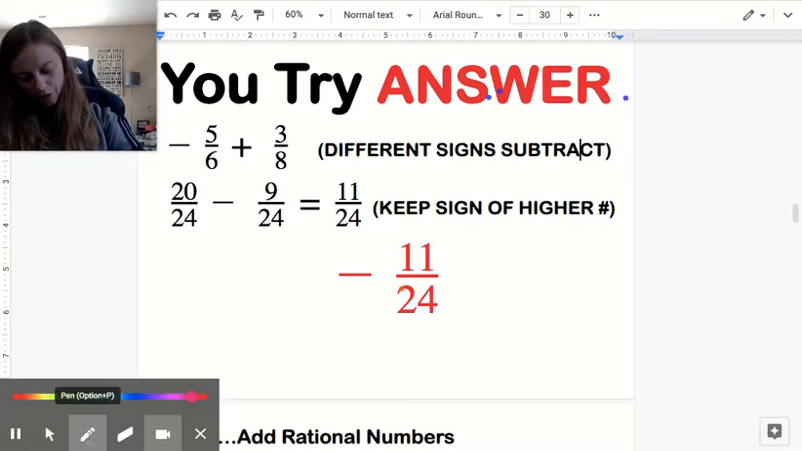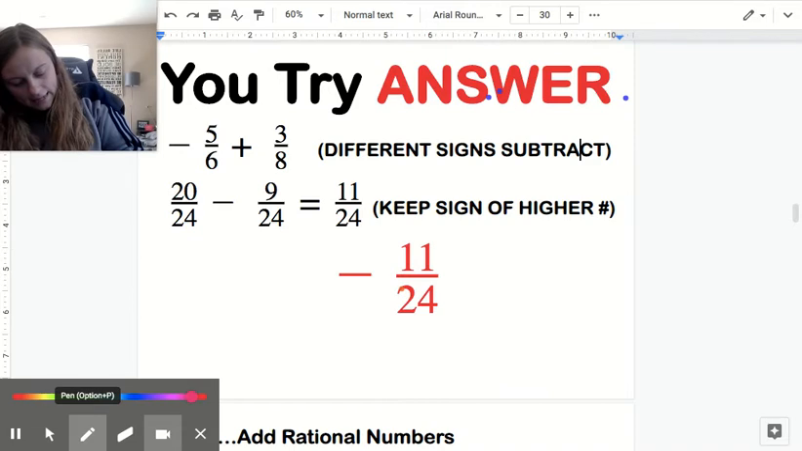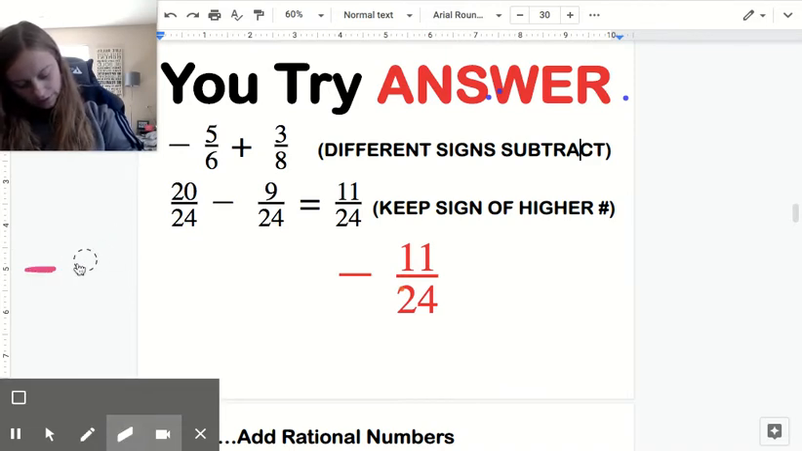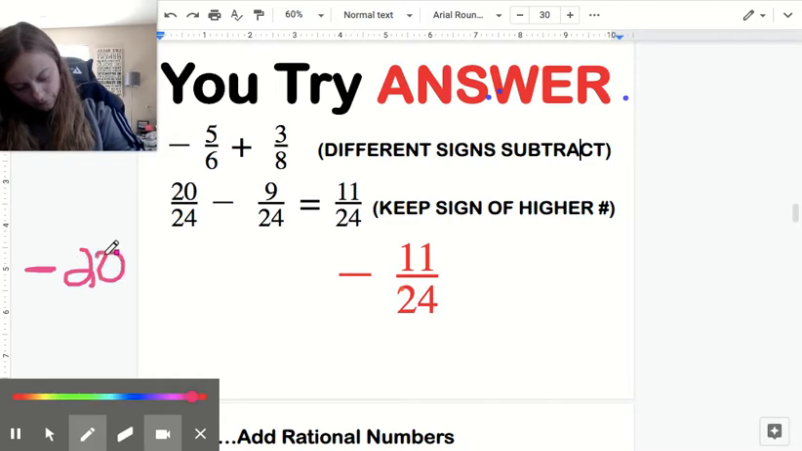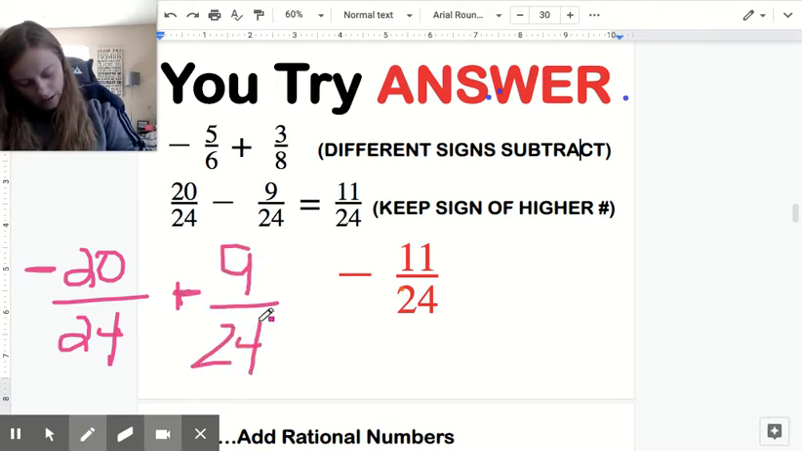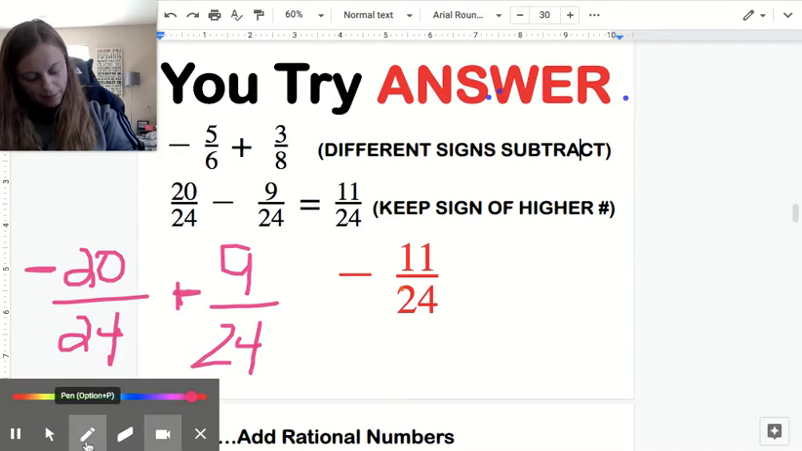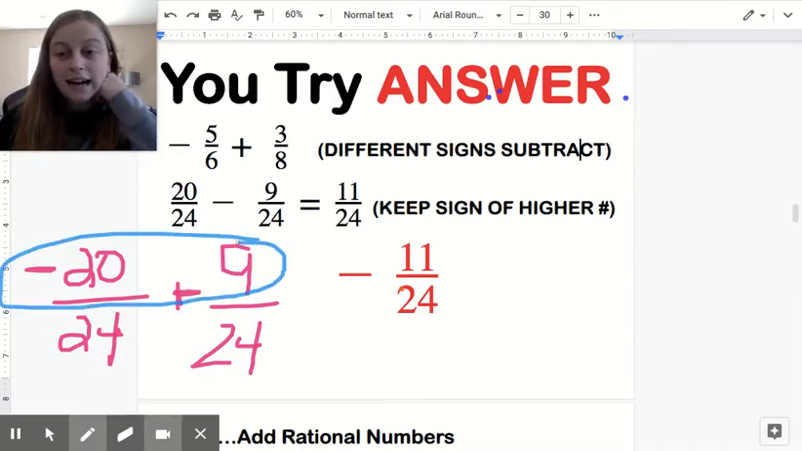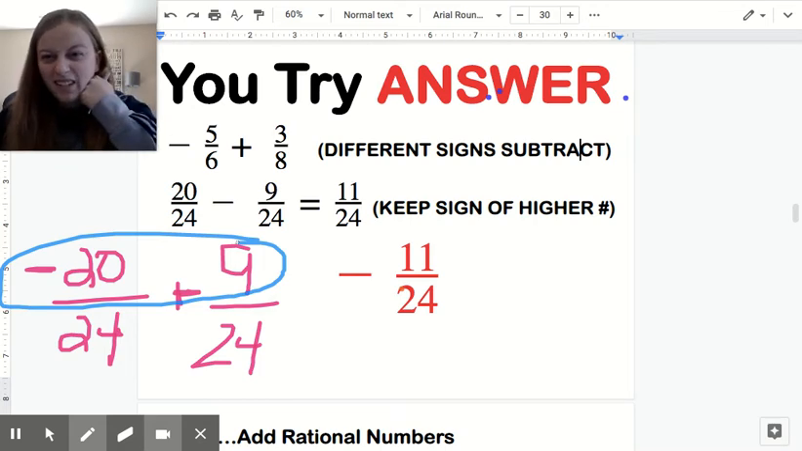Another way you could have thought about this was saying negative 20/24 plus positive 9/24. I knew 24 was going to be my denominator, so I just looked up here. Negative 20 plus 9, which is really the difference of 20 and 9.